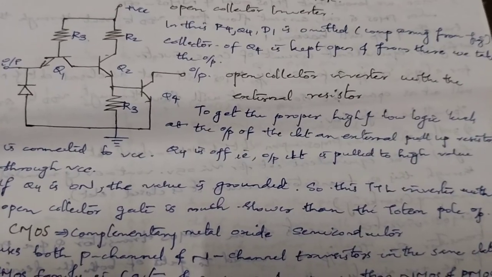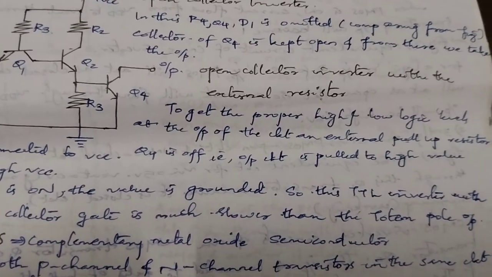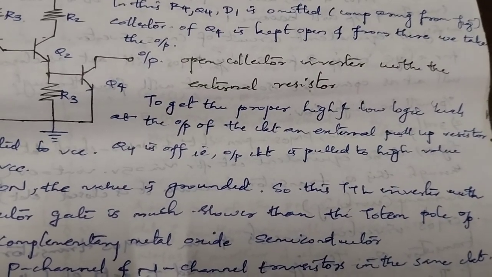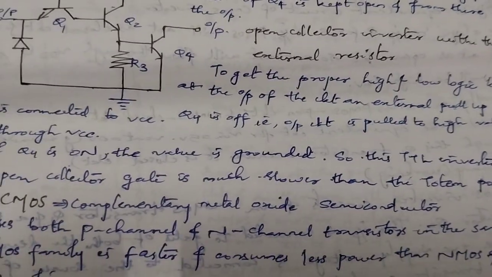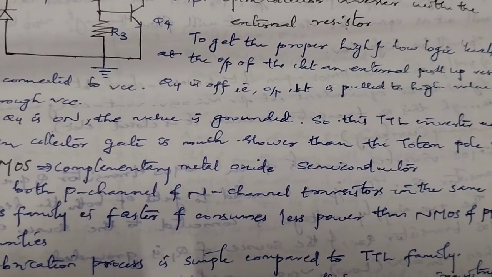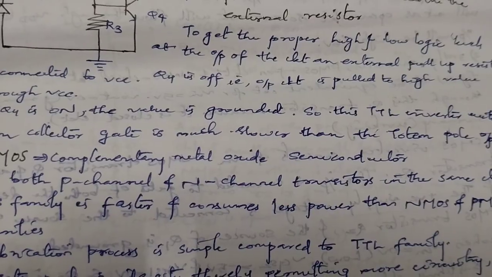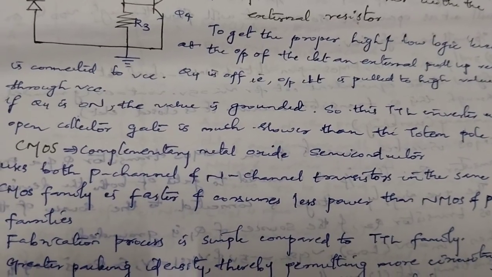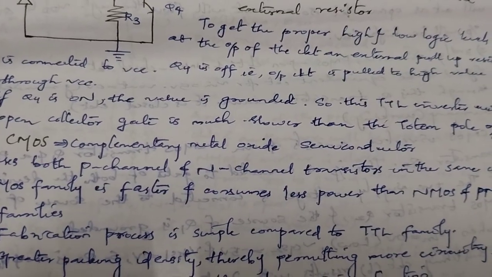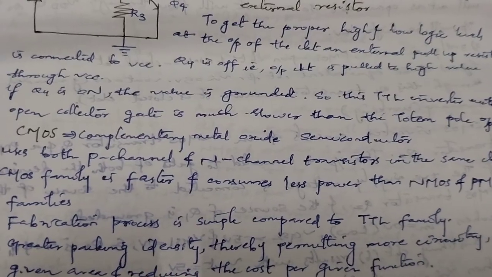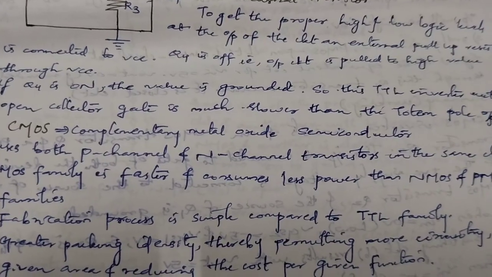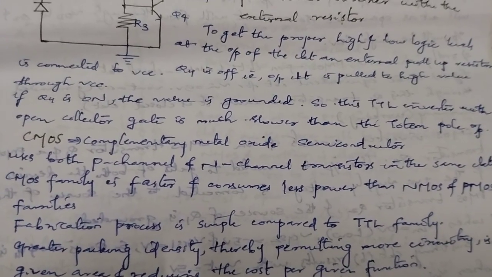Open collector inverter with the external resistor. To get the proper high and low levels, the output of the circuit and an external pull-up resistor are connected to VCC. If Q4 is off, the output is pulled to a high value through VCC. If Q4 is on, the output is grounded. So this TTL inverter with an open collector gate is much slower than the totem-pole output.